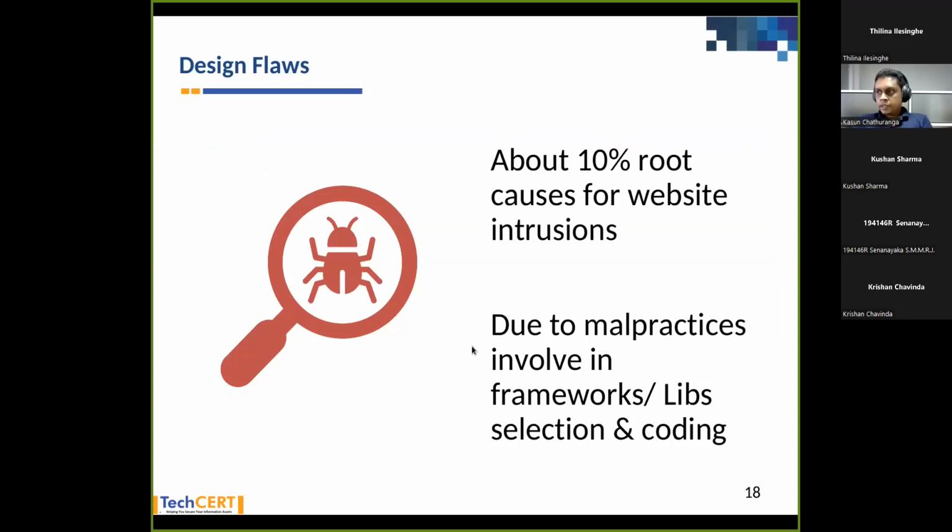If we take the design flaws, it's mostly due to... if you have ever heard about SQL injection like vulnerabilities, these come from a design flaw, and some set of frameworks you are already using may involve this too. So let's get a little deeper into that.